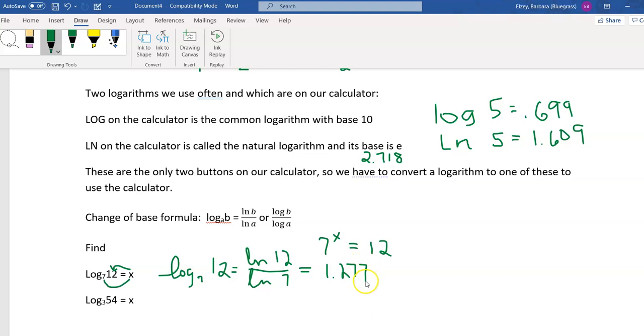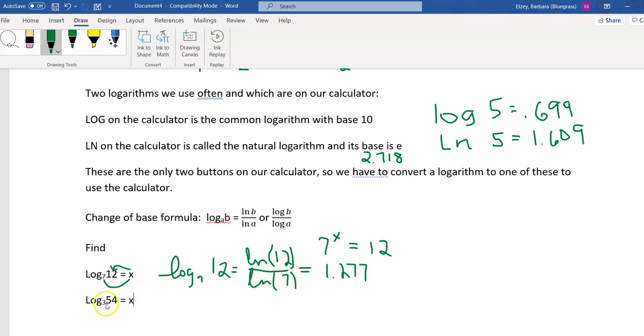Now let me just note one thing. Most of your calculators are going to open a parenthesis when you hit natural log and you'll put your 12 in. Be sure to close that parenthesis before you hit your division symbol. And same thing on the bottom. You'll have it open that, you'll put your 7 in, and you'll have to close it. And it will naturally put that left side in. You just got to close the right side.